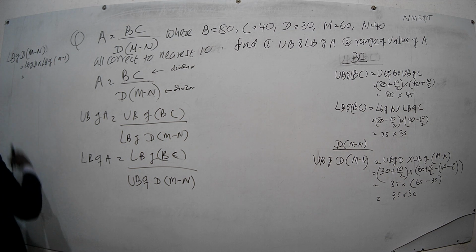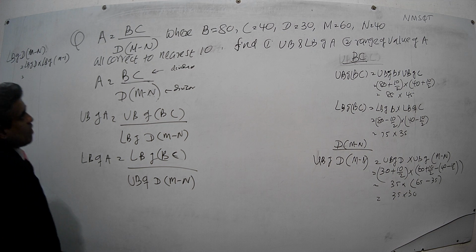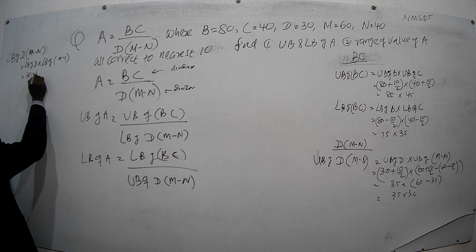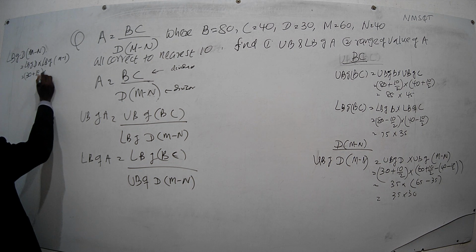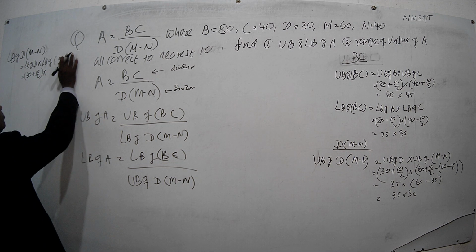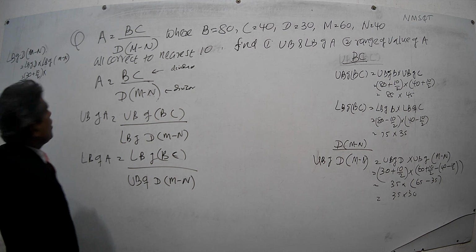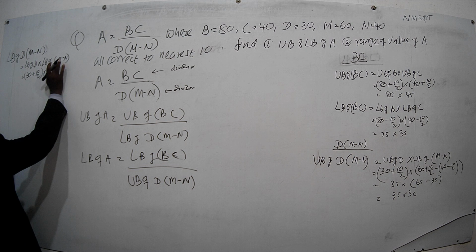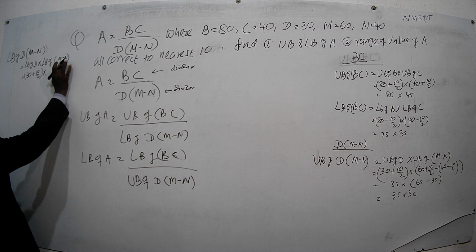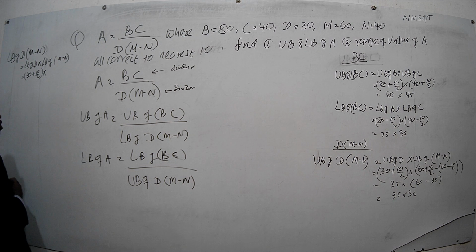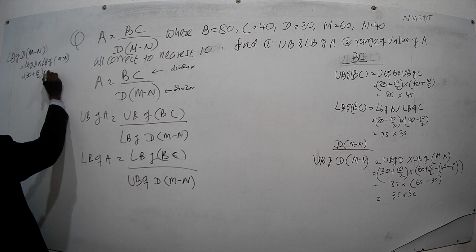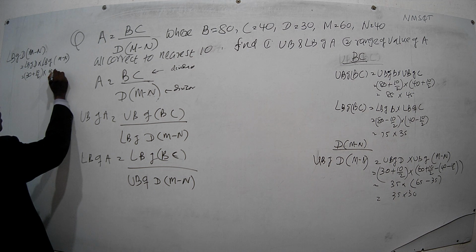Lower bound of d is the corrected value minus degree of accuracy over 2. d is 30, and the degree of accuracy is 10, so 10 over 2. Then that term is multiplied by the lower bound of m minus n. For the lower bound of a difference, it is calculated by the lower bound of the larger value minus the upper bound of the smaller value. Then the lower bound of m is 60 minus 10 over 2.